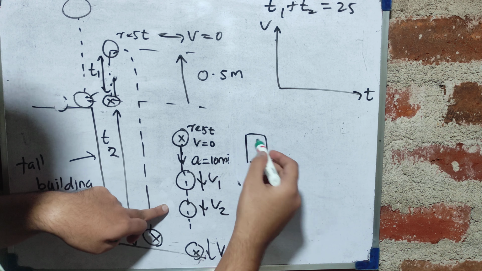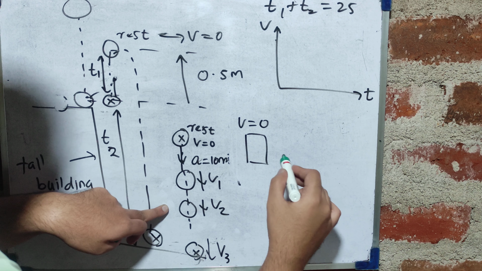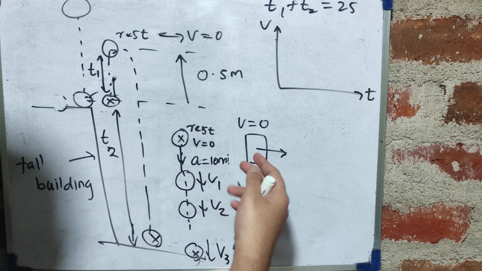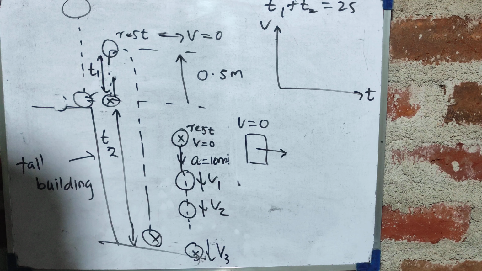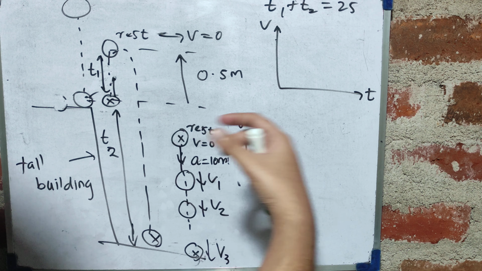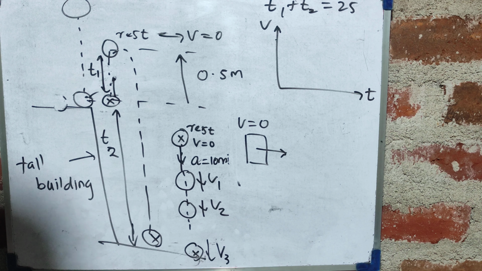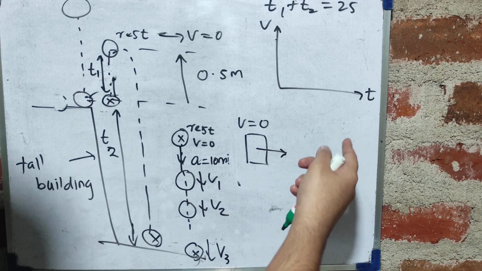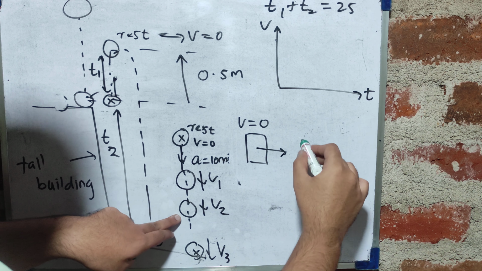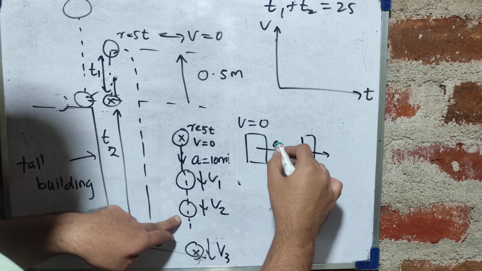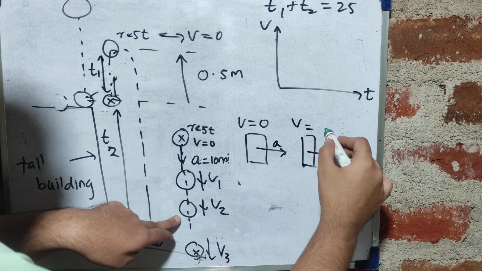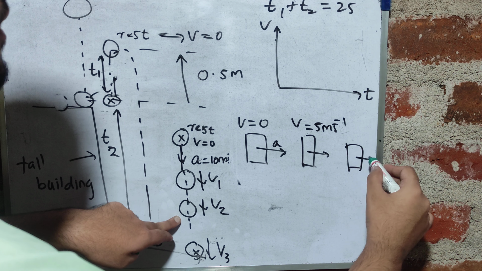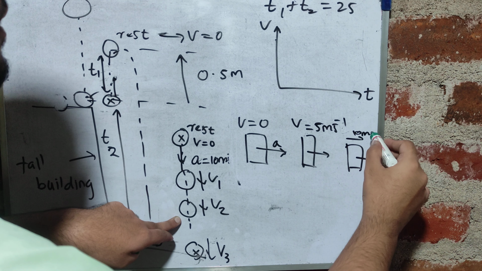Here I have a box, and its velocity is 0. I'm going to accelerate it. What do you mean by accelerating? It means I'm giving a force. If I give a force, there will be an acceleration, and if there is an acceleration, there will be a change in velocity. Because there is an acceleration, the change in velocity will be positive. For example, the velocity will be 5 meters per second, and then 10 meters per second.